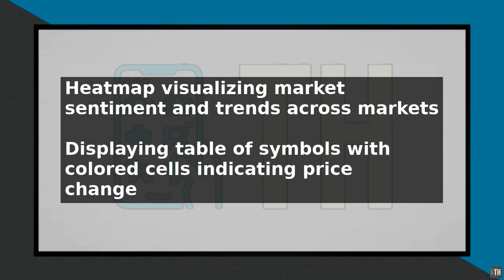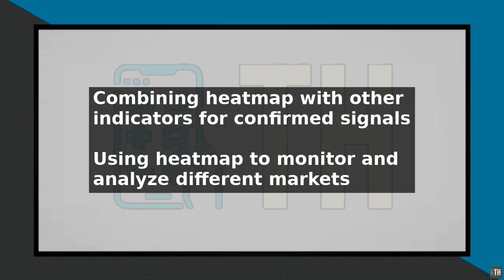To get the most out of the heat map, it is essential to combine it with other indicators and tools, such as moving averages or relative strength index. This will help you to confirm trading signals and make more informed decisions. Additionally, you can use the heat map to monitor and analyze different markets, including stocks, forex, and cryptocurrencies.